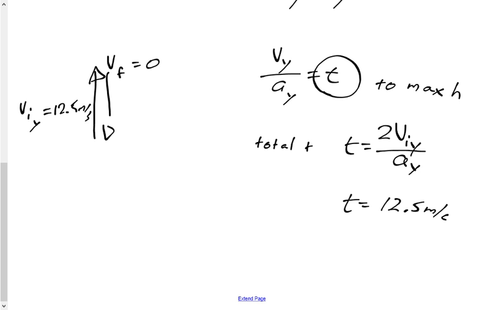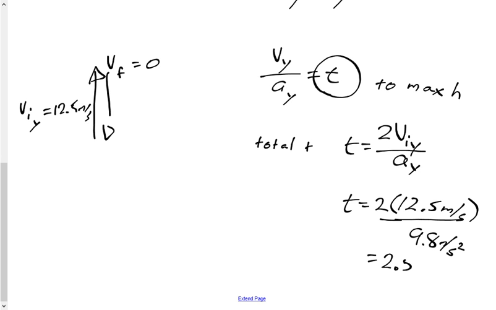So t is equal to 2 times 12.5 meters per second, divided by the 9.8 meters per second squared acceleration of gravity, or we could use 10 in either case. So let's see how long it would take. It would be 2 times 12.5 divided by 9.8, and that gives us a time of 2.55 seconds. So that is the total time that it will be in the air.